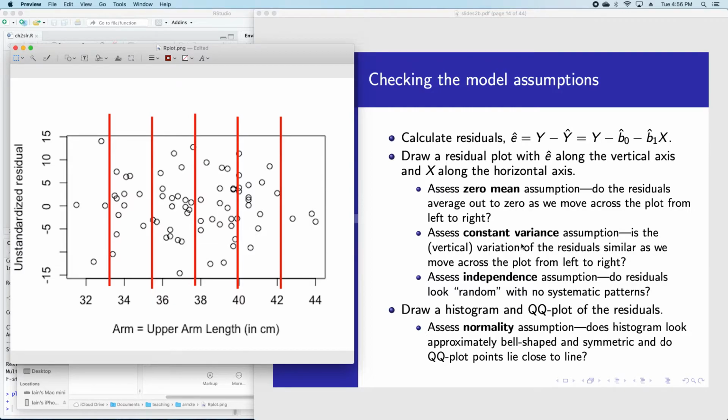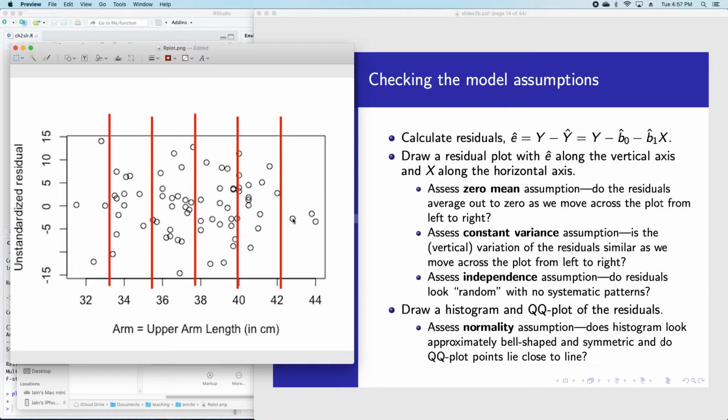Okay, for the constant variance assumption, it's similar, except we're not looking at the average residual now, we're looking at the spread or the variance of the residuals. So kind of roughly, what is the range, what is the standard deviation, how far do they spread out? And does that stay constant as we move across the plot from left to right? In this strip, we've got variability in the residuals from down here up to up here. In this one, it's a little bit narrower, but not much. This one, it's quite wide. This one, kind of in between. This one, maybe a hair narrower.